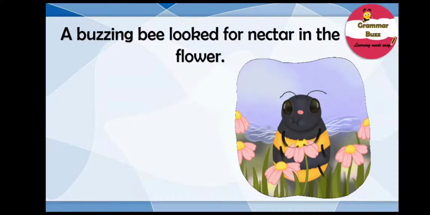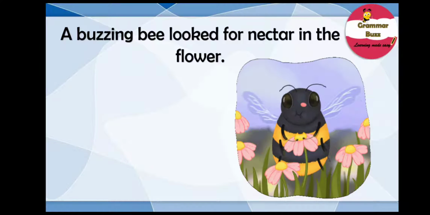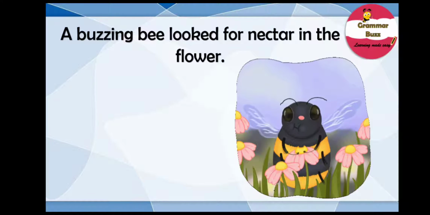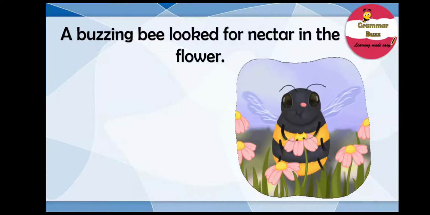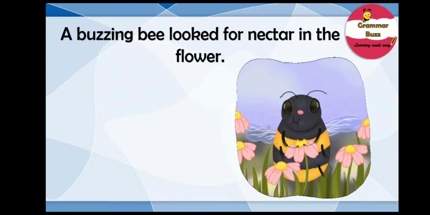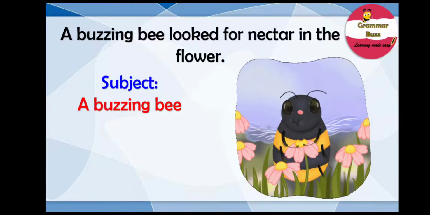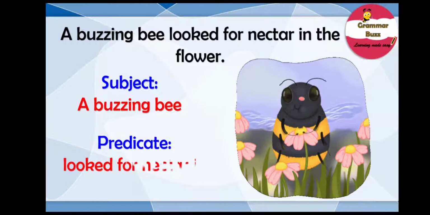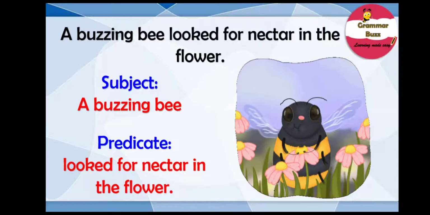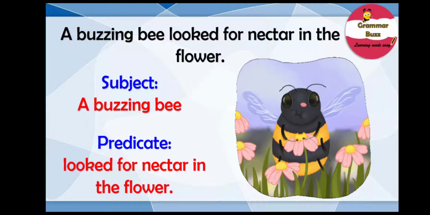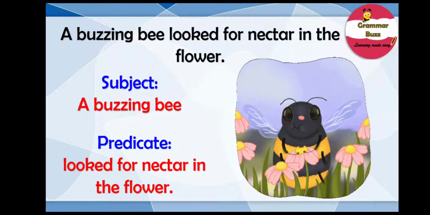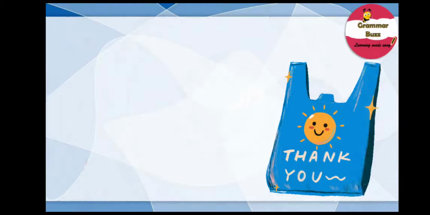So, which is the subject and the predicate in this case? Do you know it? I guess you do. I bet you do. Okay, so let's check it together. And our subject is a buzzing bee, while the predicate is looked for nectar in the flower. And looked is the verb in this case. Well, here comes the next one for you.